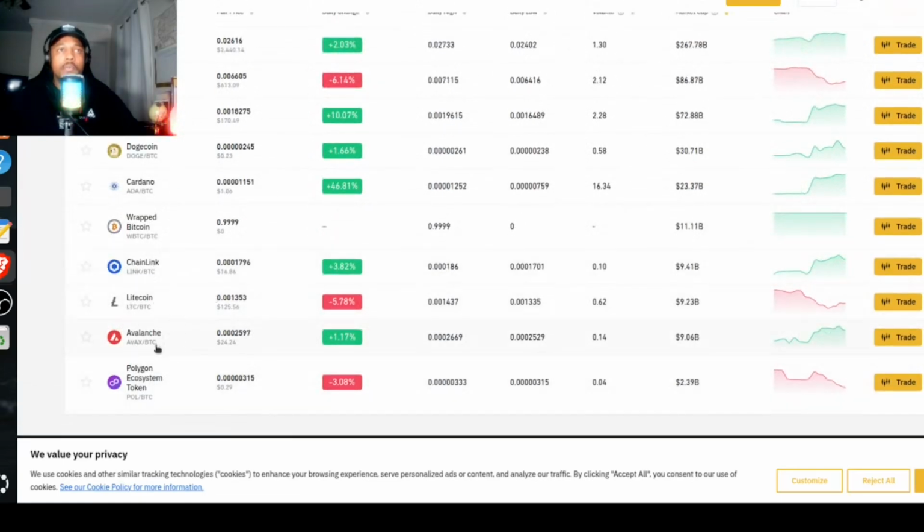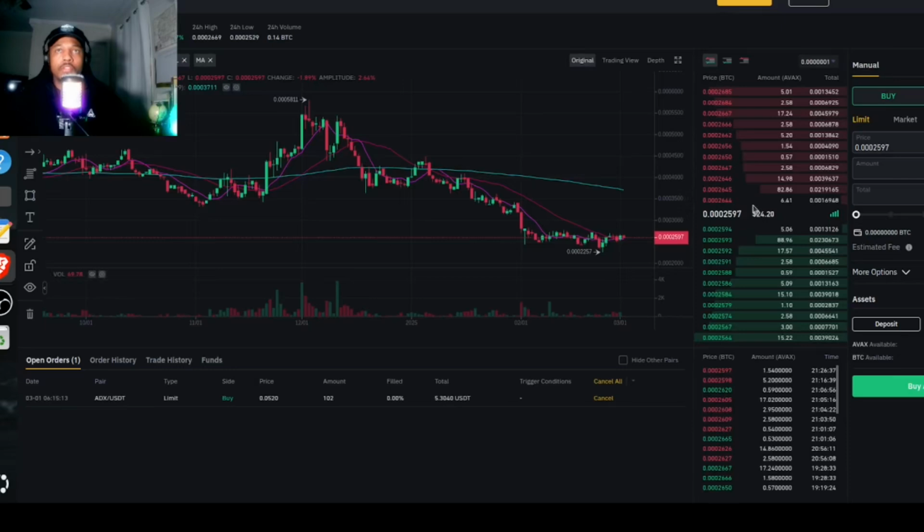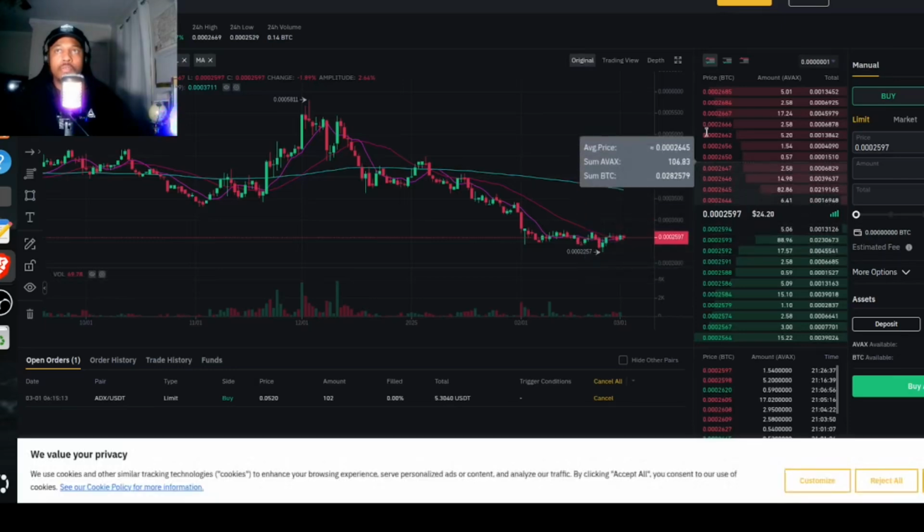To give you an example, let's use Avalanche. If we want to buy Avalanche, we would go over here to the right side of the screen, and then we could press buy here, but you need to fill out the information first. This is the current price to Bitcoin. It would take 0.0002597 Bitcoins to be able to purchase one Avalanche.